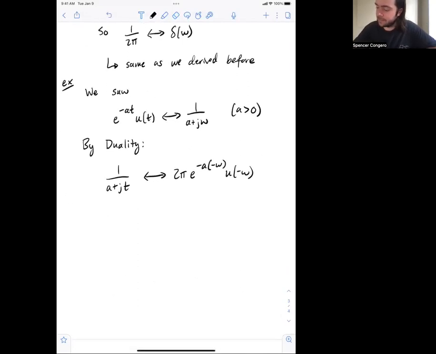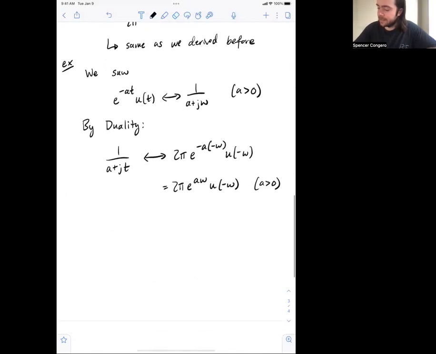And now I'll just clean this up a little bit. This is just 2 pi e to the a omega u of negative omega. And again, this is still when a is positive. So what does this look like? It looks like this. This is just an increasing exponential, but this unit step makes it 0 whenever omega is positive. And so it just is an increasing exponential that stops at 0. And when omega is 0, this is right there at 2 pi. So that's what that function would look like.